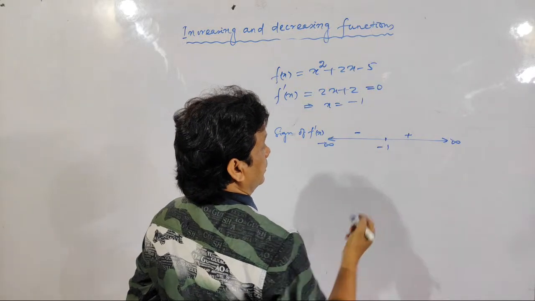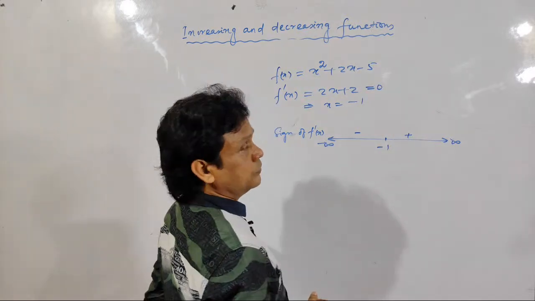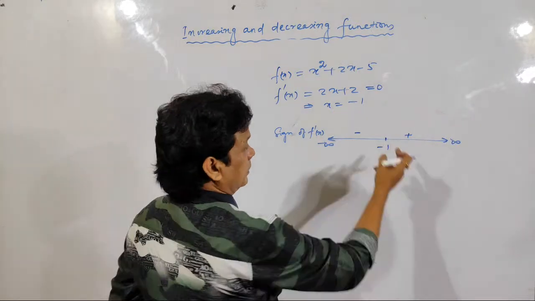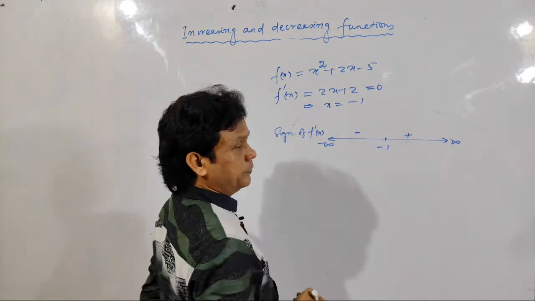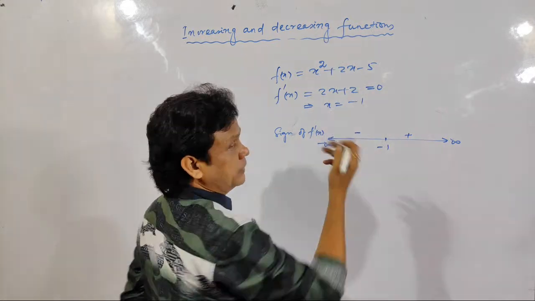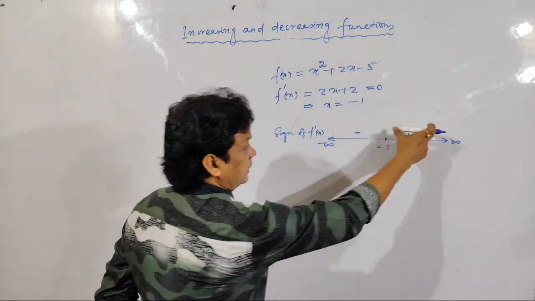Let us see here. If a number is greater than minus 1, that means 2. 2 to the 4, 4 plus 2, it is 6. And if a number is less than minus 1, that means minus 2. So minus 2 into 2, it is minus 4 plus 2, it is minus 2, so negative. So in this interval it is decreasing, in this interval it is increasing, over.